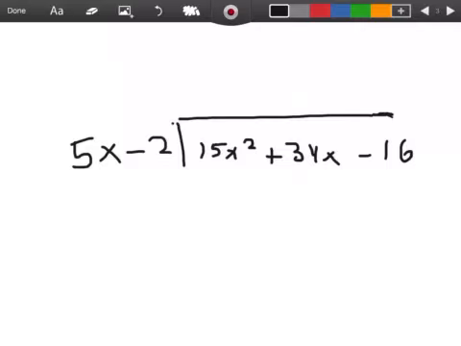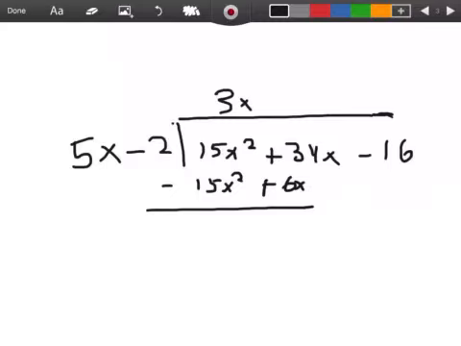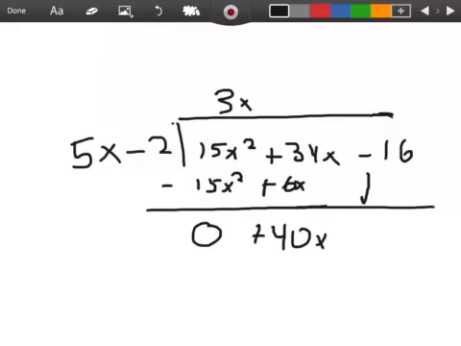And so let's repeat the process. So we have 3x, multiply 3x times 5x, and multiply 3x minus 2, which would equal minus 6x. So we have 15x to the power of 2 minus 6x, and then we have the subtracting sign, so we have to multiply negative 1 into both of the numbers. So then we would have plus 6x. So then we would get 0, and then plus 40x, drop this number below, minus 16, and then we would repeat the process again.